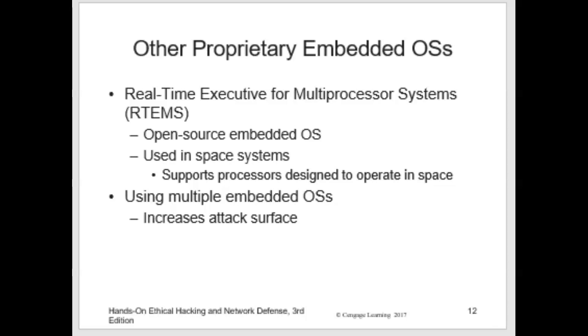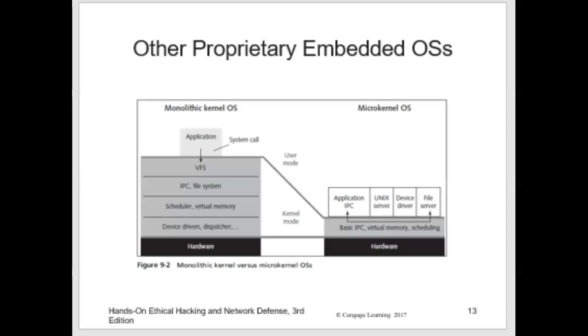So we talked about real-time operating systems, RTOS, as embedded OSs. And then there's RTEMS, real-time executive for multiprocessor systems. This is an open source embedded OS used in space systems, and it supports processors designed to operate in space. Again, using multiple embedded OSs actually increases your attack surface, so we would want to be careful. If you want to play around with an RTOS, you can get a free copy of it from SourceForge. I just throw that out there.